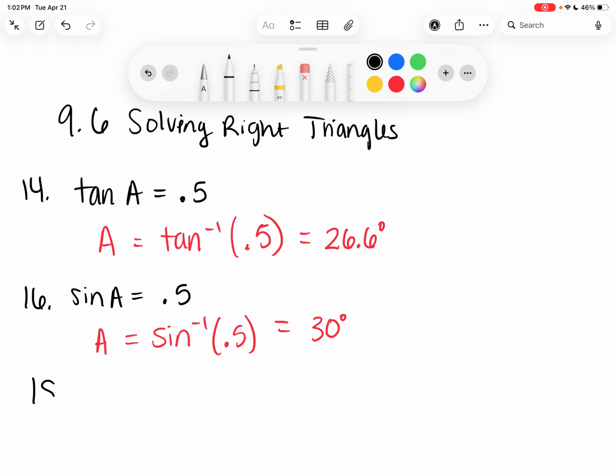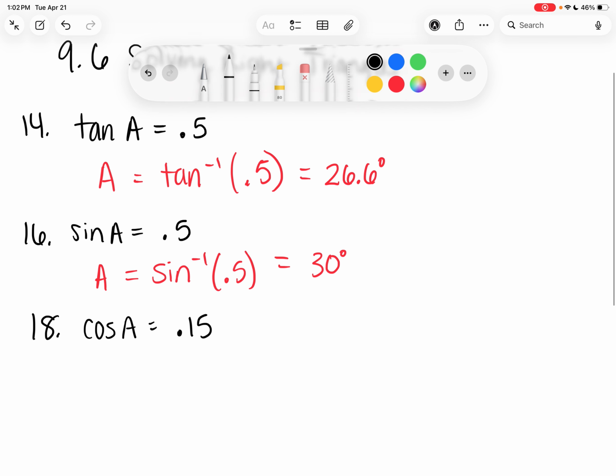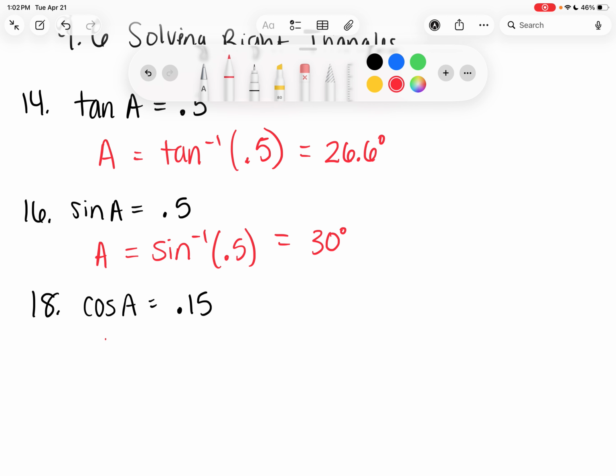And let's do a cosine one. 18. Cosine of A is equal to 0.15. So A is equal to the inverse cosine of 0.15. So hit second cosine, 0.15. What do we get? 81.4 degrees. All right. Is everybody okay with typing it in? Are we having any issues with that?